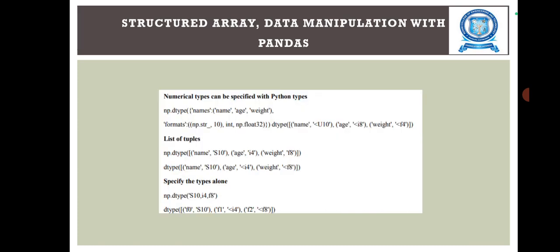The next one is numerical types can be specified with Python types, meaning np.dtype of names. In that, whatever data type you want to use, you can use. For the name you will use a different data type, for age you will use another, and for weight also. Like for the list of tuples, specify the types alone.